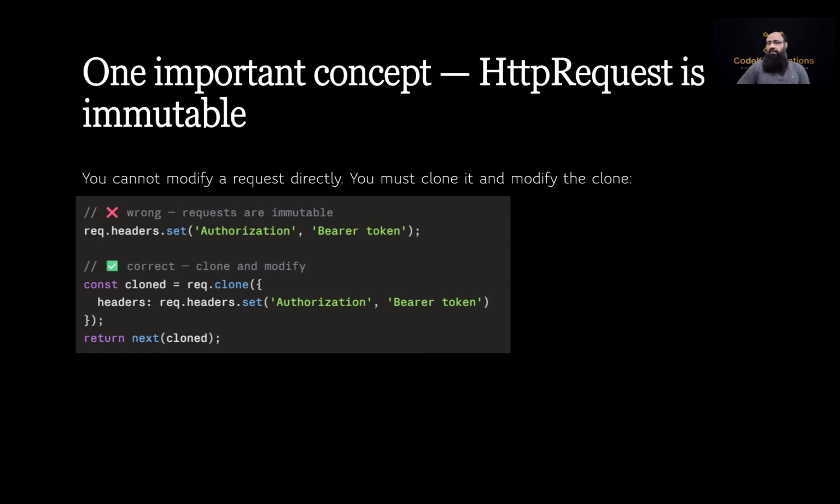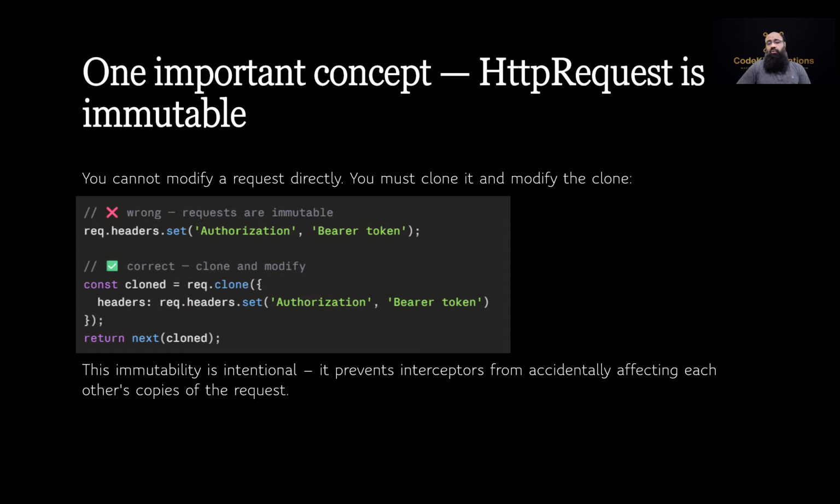This immutability itself is intentional. Why does it exist? It prevents interceptors from accidentally affecting each other's copies of the request. So everyone has their own copy, which is cloned and sent to the next one in the chain.